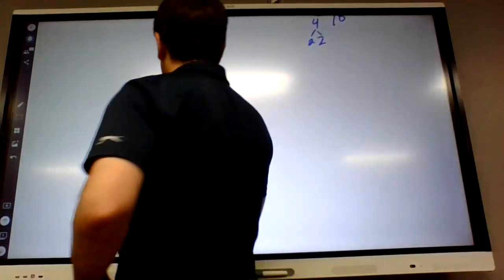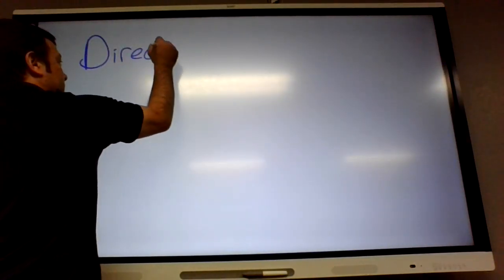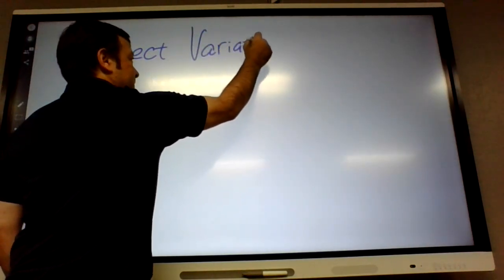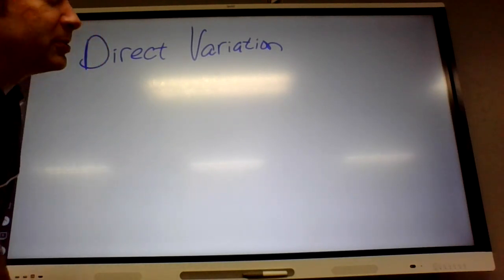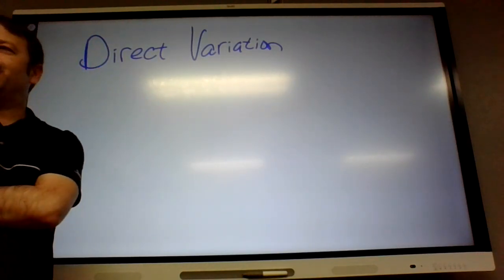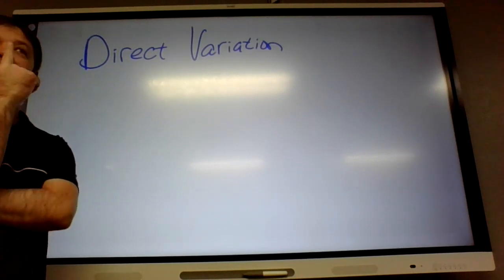Inverse variation, it says it on the worksheet, but direct and inverse variation. Okay, when two things vary directly, that means when one of them goes up, the other one goes up with it. For example, what would be a good example? Like the more hours you work at your job, the more you'll get paid, right? That would be direct variation.